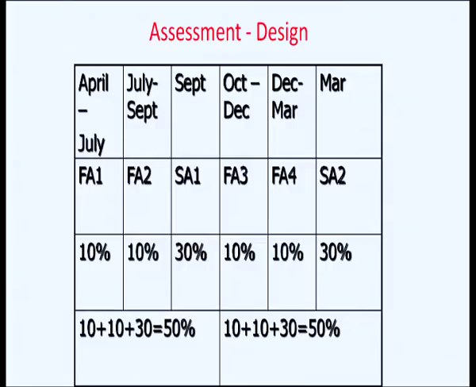Every FA makes 10%, every SA makes 30%. Together, the first part makes 50% and the second part makes 50%. In all, 100%.